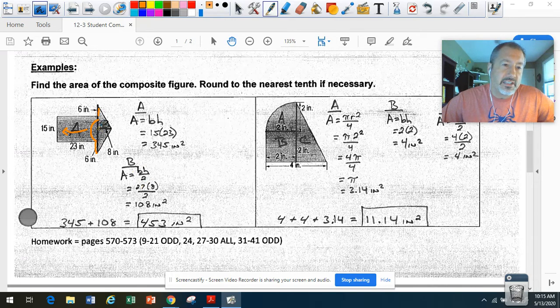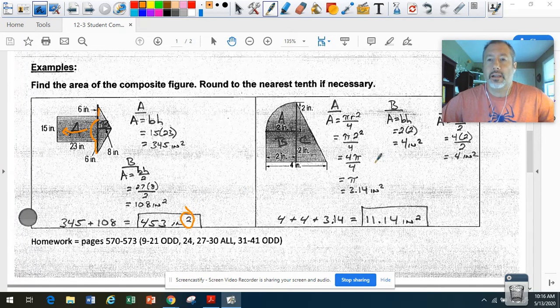And we can see that this height is 8. So it's 27 times 8 divided by 2, which gives me 108 inches squared. Add these two measurements together. 345 plus 108 equals 453 units squared. So make sure you square your unit of measurement because it is the area.